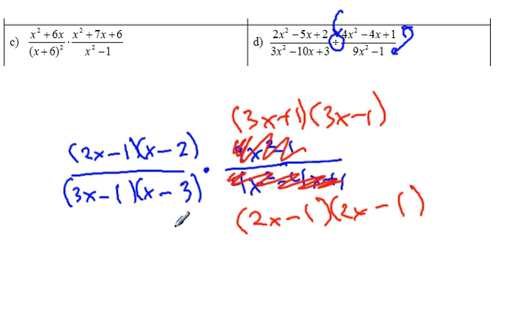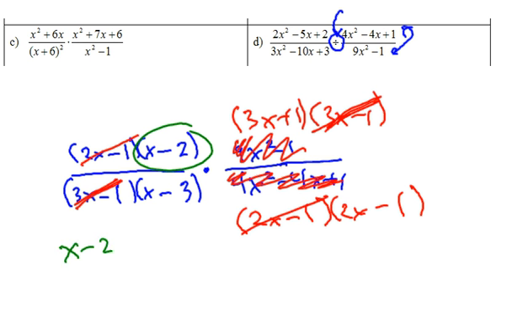And now it's time to cancel any common factors. 2x minus 1 over 2x minus 1 cancels. And right here, 3x minus 1 divided by 3x minus 1 cancels out. That's it. Nothing else cancels. So left over for a final answer is an x plus or x minus 2.